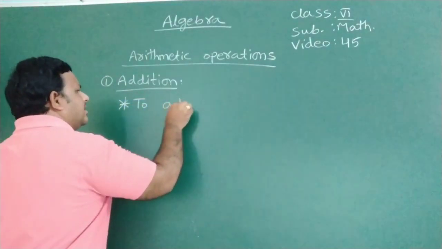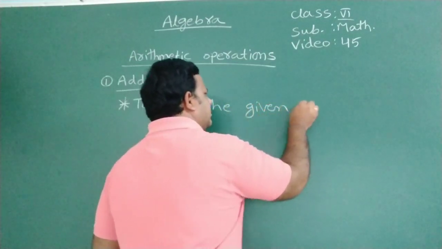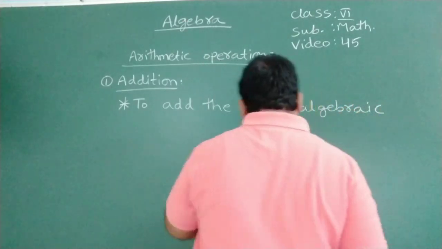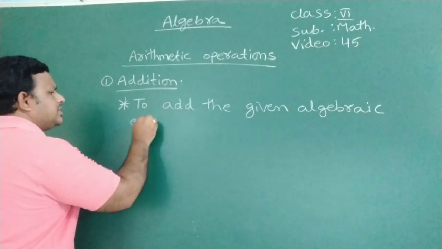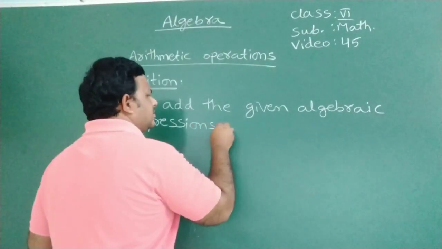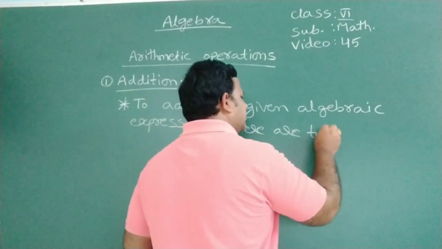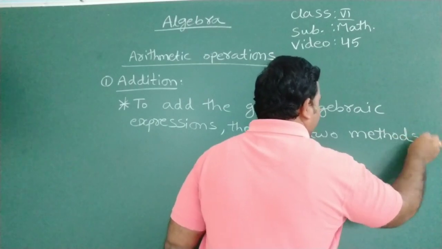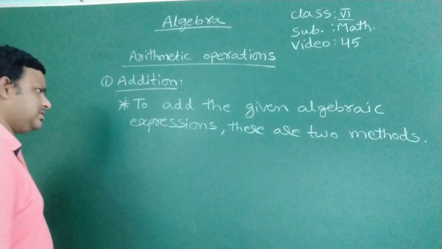To add the given algebraic expressions, there are two methods. How many methods are there? Two methods are there to add the given algebraic expressions.